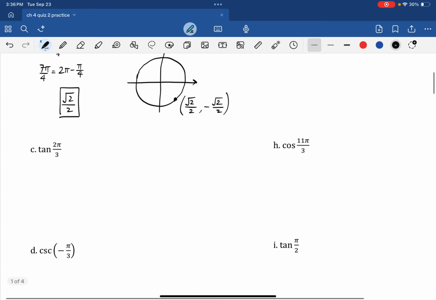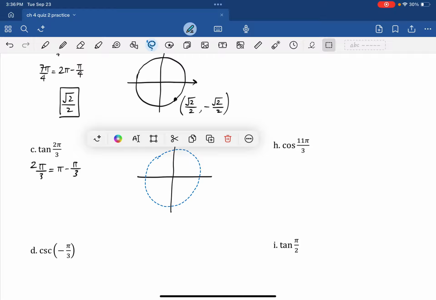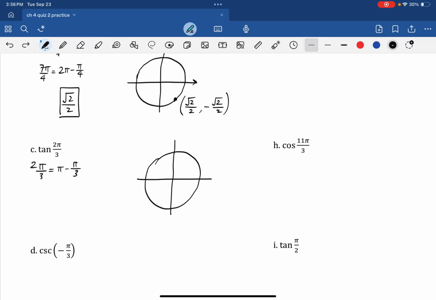Tangent 2 pi over 3. 2 pi over 3 is just pi minus pi over 3. So this is 120 degrees, or 60 degrees behind 180, which would be right here. And the coordinates of that point are going to be negative 1/2, comma, positive root 3 over 2.